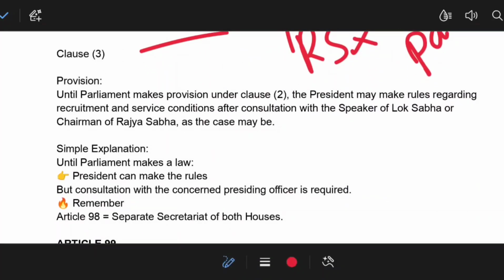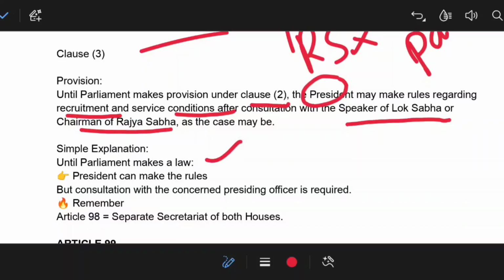Until Parliament makes provision under clause 2, the President may make rules regarding recruitment and service conditions. I mean, if for some reason Parliament is not able to enact a law for the recruitment or service conditions of the secretariat, then the power lies with the President. The President will decide, but consultation with the concerned presiding officer, the speaker, deputy speaker or chairman, whoever is concerned, is required.